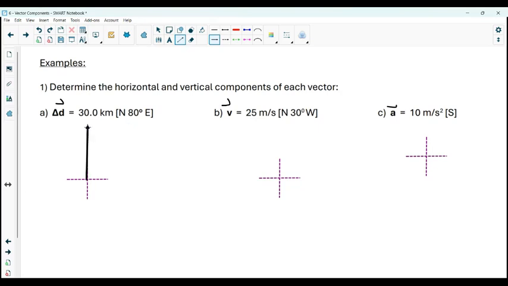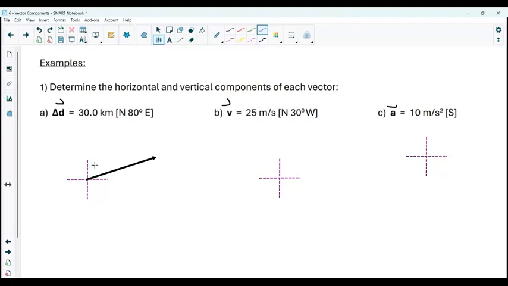North would be straight up. I'm going to head towards the east. So I'm going to go like this. And I'm not going to go the whole way to the east. I'm just going to go most of the way there. Okay, there's my vector. So let's label some stuff in here.